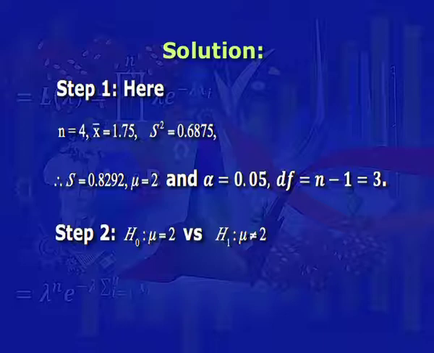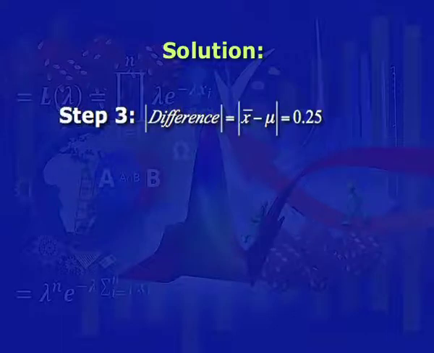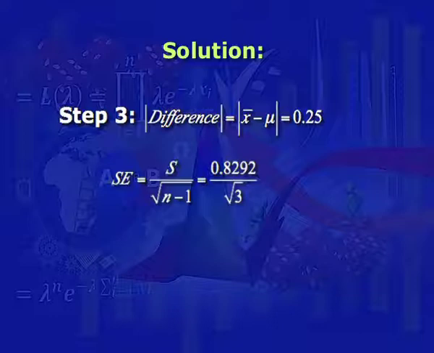Step 2. In this step we define our hypotheses, null hypothesis and alternative hypothesis. The null hypothesis H0 is mu equal to 2 versus alternative hypothesis H1, mu not equal to 2. Step 3. In this step we will define the test statistic. Let us first find the absolute difference of x bar and mu. The absolute difference of x bar minus mu equals 0.25 and standard error equals s divided by root n minus 1, which is equal to 0.8292 divided by root 3.